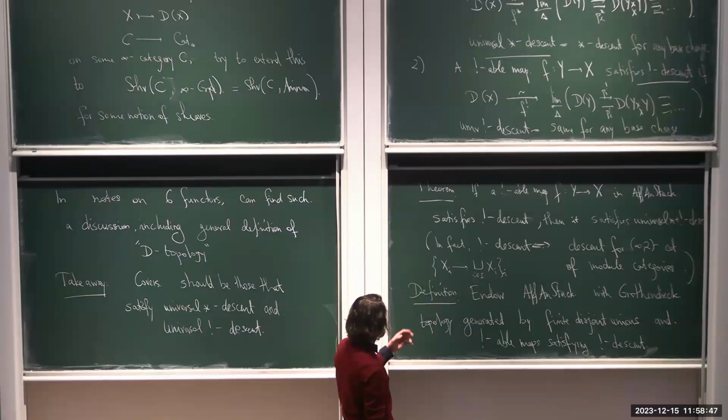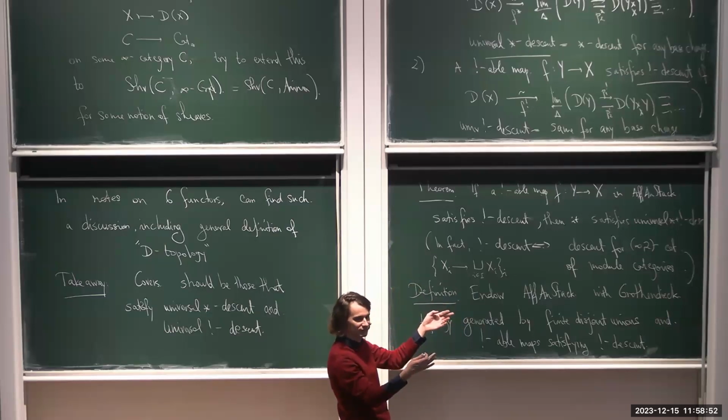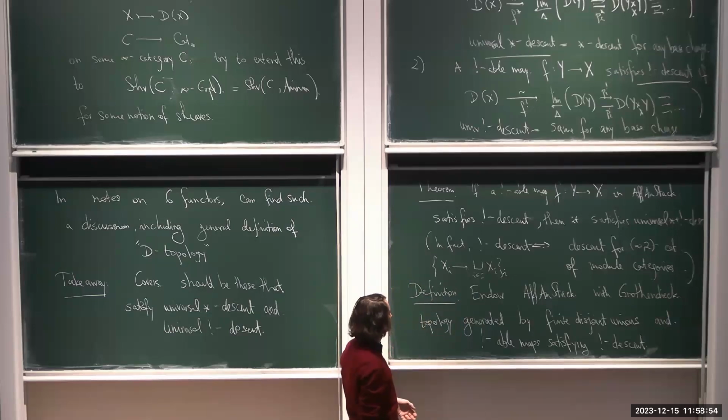So it's similar to how, for profinite sets, we were looking at all surjective maps and finite disjoint unions. So finite disjoint unions include the empty disjoint union, which includes the empty cover of the empty set.